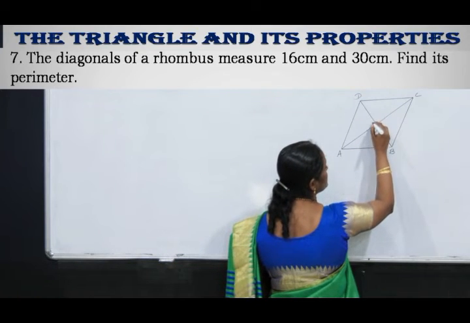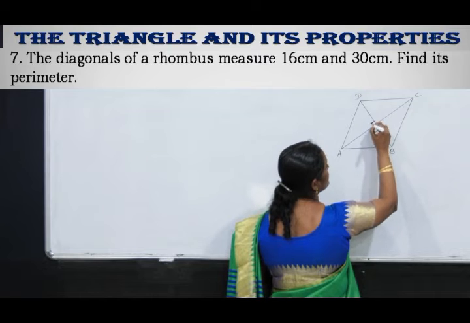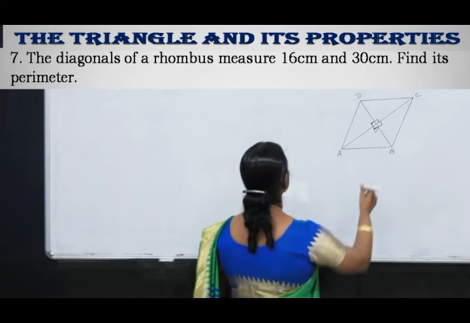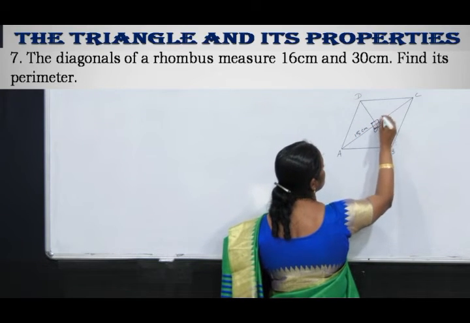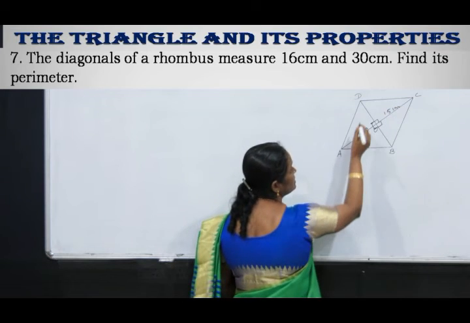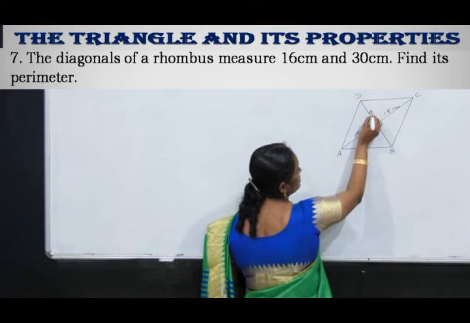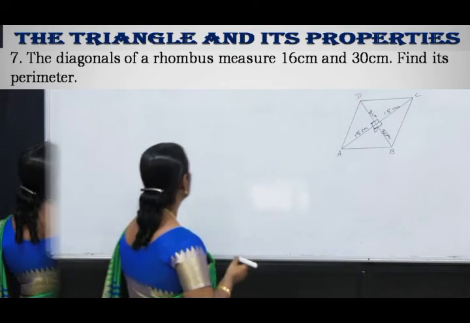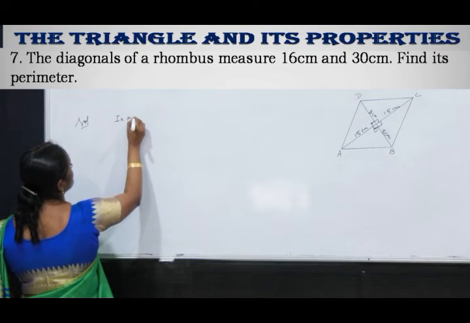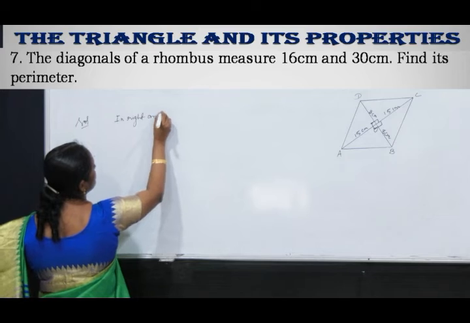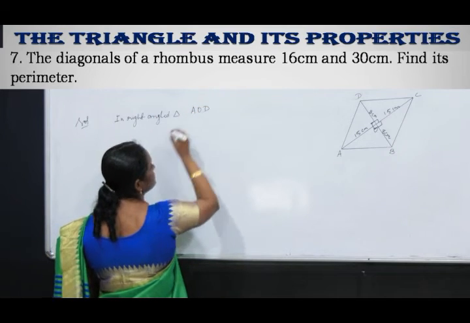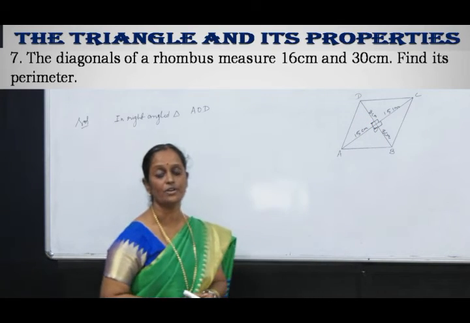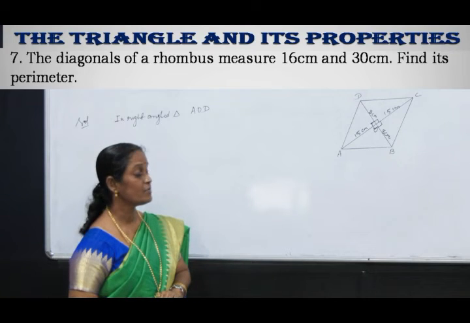So here let it be the intersection point. The diagonals bisect at right angles. All these angles will be 90 degree. So 30 centimeter will bisect into 15 centimeter and 15 centimeter. The other diagonal is 16 centimeter, so it will be 8 centimeter and 8 centimeter. So now consider right angle triangle AOD. Here angle AOD is 90 degree because the diagonals of a rhombus are perpendicular bisectors of each other.